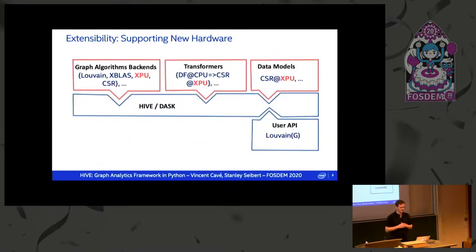So in terms of extensibility, this is how you would support new hardware. As you see, there are no functional changes to the user API. The only thing you might do is maybe add annotations to say, I really want to use that new backend that you've provided, but you don't change your code. So it's transparent for the user, mostly. And then you only need to implement these plugins. So I need to go and describe the data model for the CSR on that XPU I made up, what are the transformers, again, and finally my implementation.